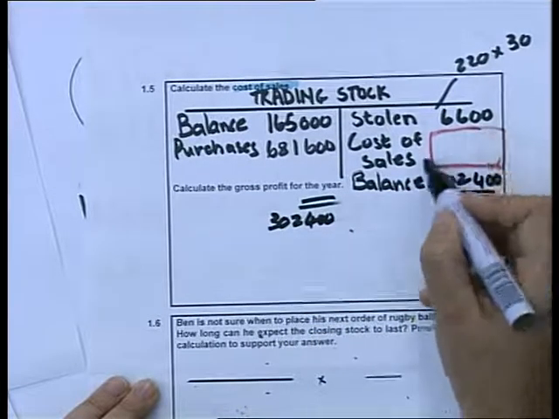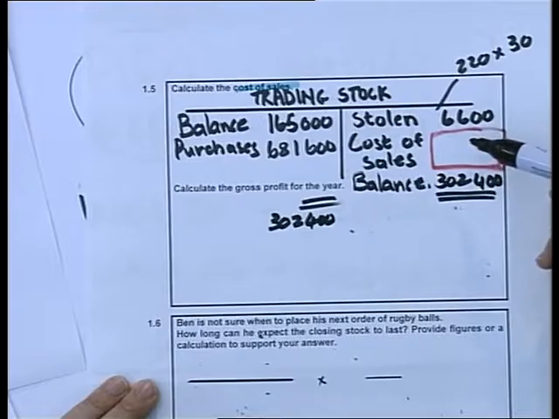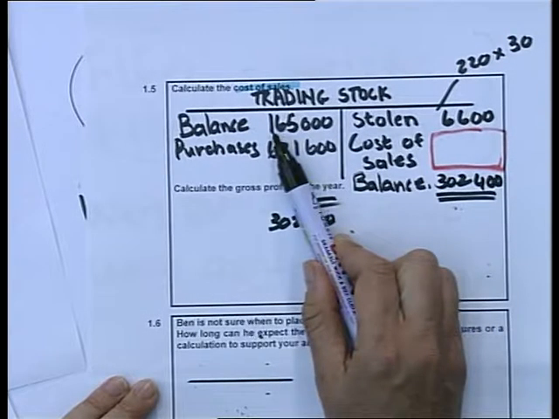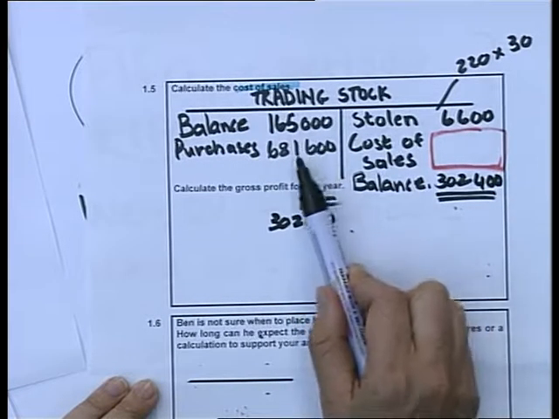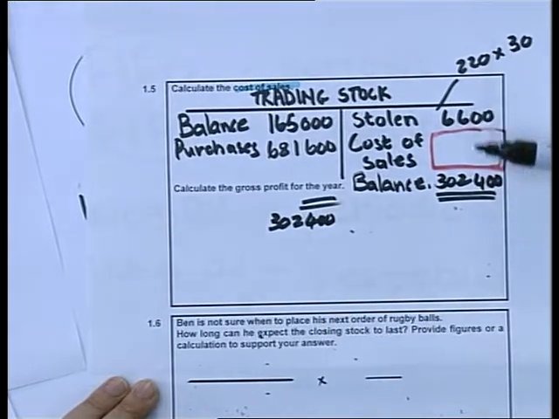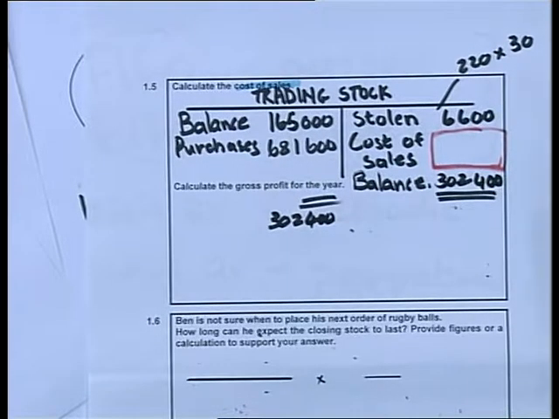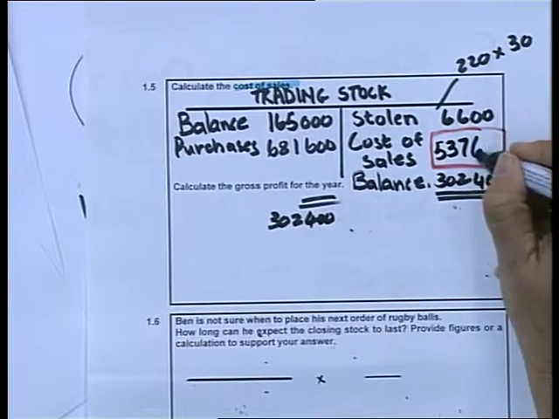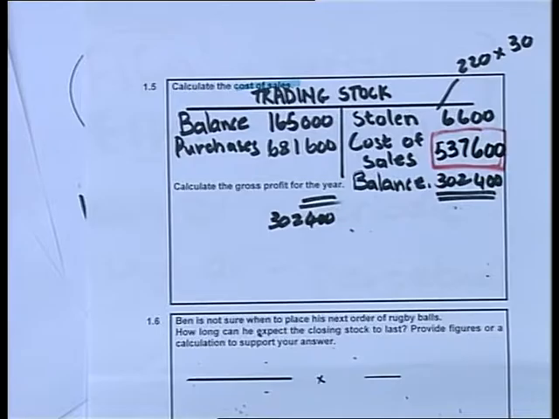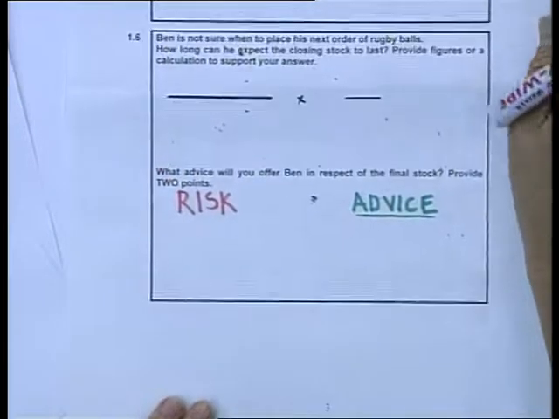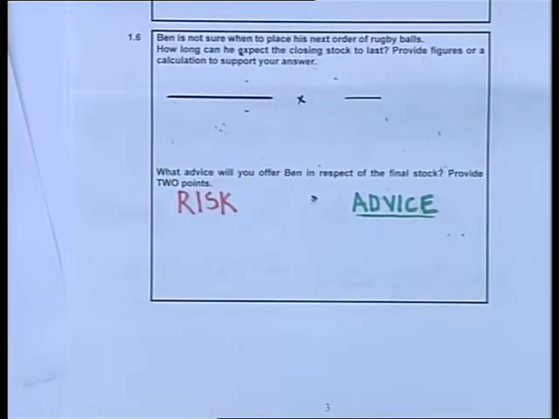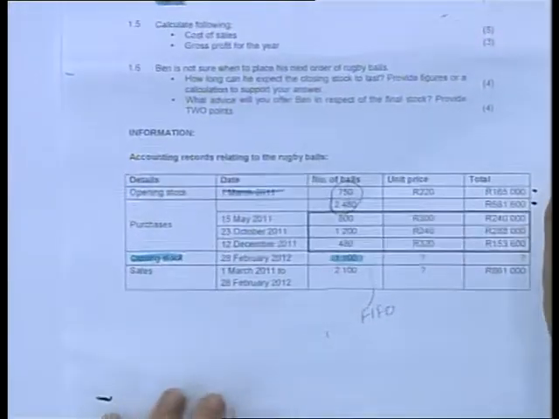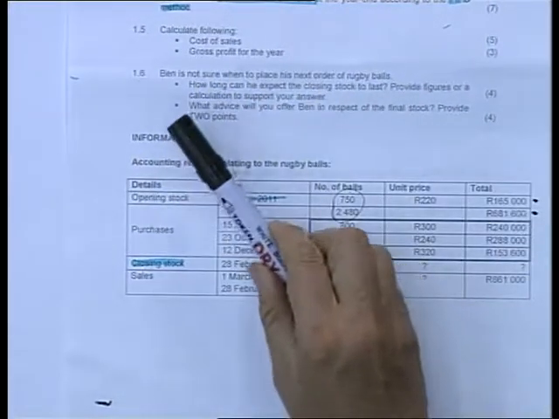So now I can say, okay, the value of my closing stock will be, I add everything on the debit side, I deduct everything on the credit side, and then you will get 537,600. Okay, the next question is also very important. They will always ask you something with regards to stock, something like this. So let's see what happened here.